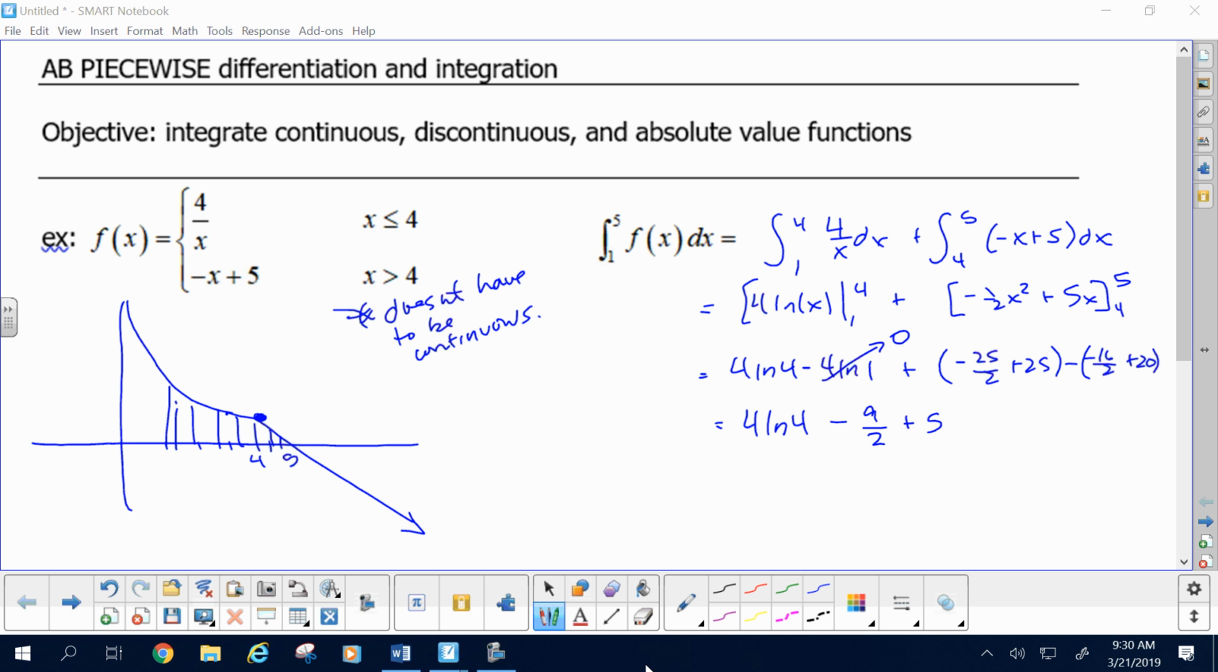If I'm not mistaken. And it's something like 4 natural log of 4. And then you got 5 minus 4.5 is 1/2. Right? I suppose I could have done a triangle area geometrically for that, but I didn't even see it till just now. You with me? Okay. So then, if you integrate a piecewise, you integrate the pieces. No big deal.